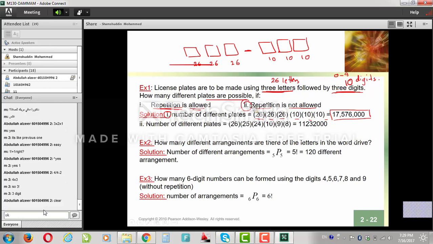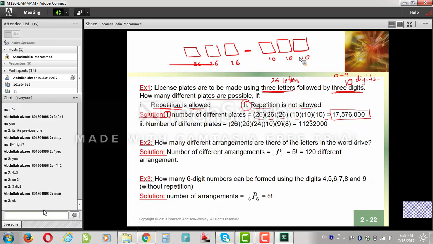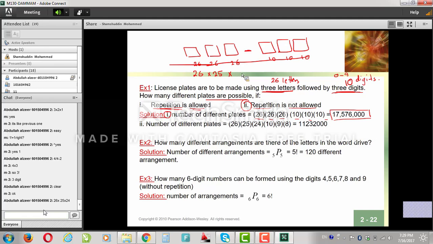Now, if repetition is not allowed: in the first place I will choose from 26, the second place 25, the third place 24, multiplied by 10, then 9, then 8. Do the multiplication as you can see here. This will give you the answer that you want. Is that clear?